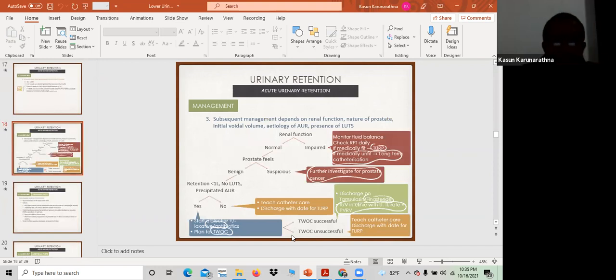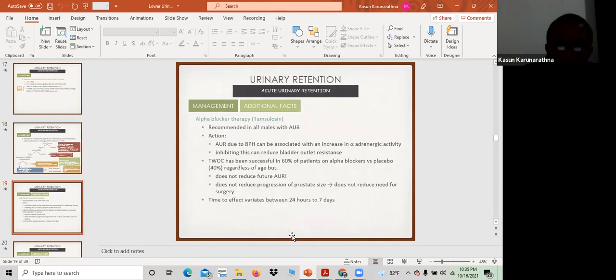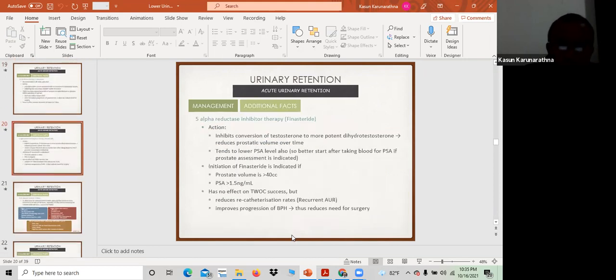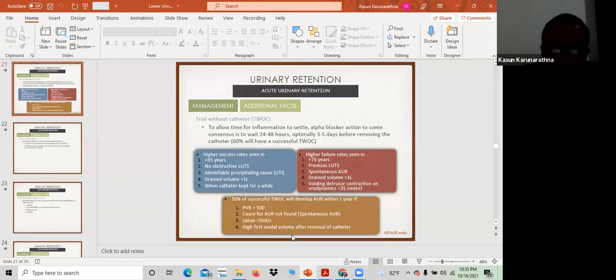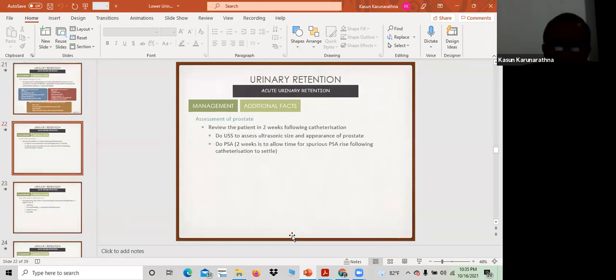Management: decompression, then go according to the etiology, right? Alpha blockers, 5-alpha reductase inhibitors, then trial without catheter. Usually 3 to 5 days, you let the drugs act, the alpha blockers and the 5-alpha reductase inhibitors. Wait for 3 to 5 days, then remove the catheter, right? That is how you do a trial without catheter.